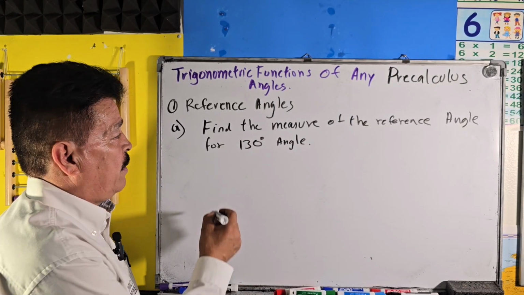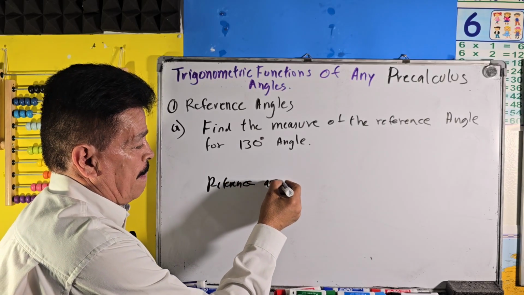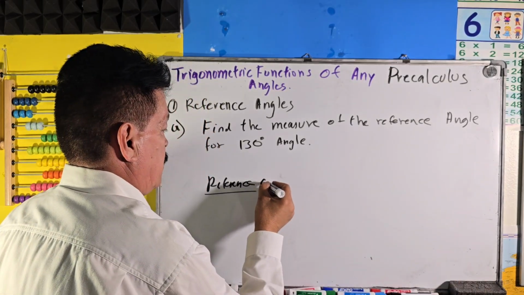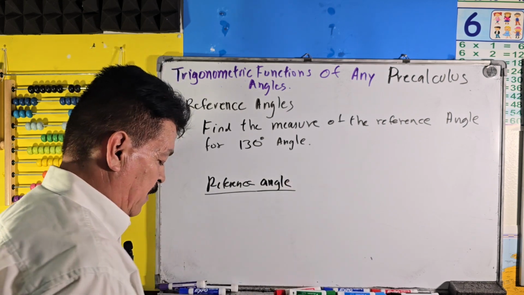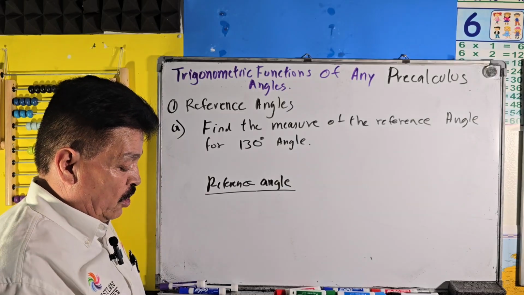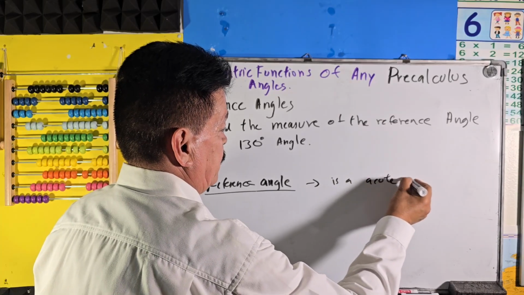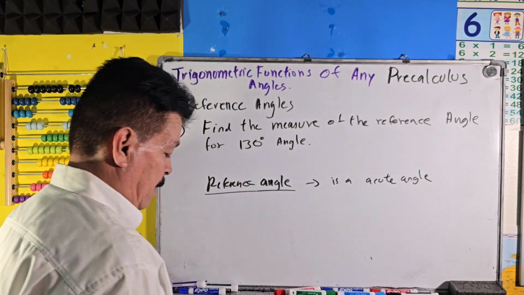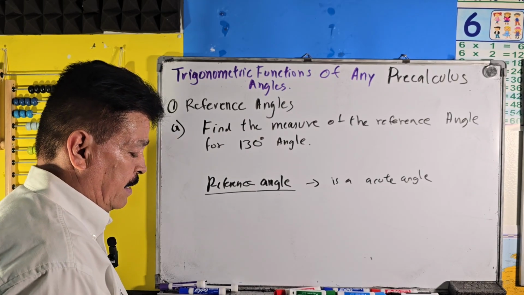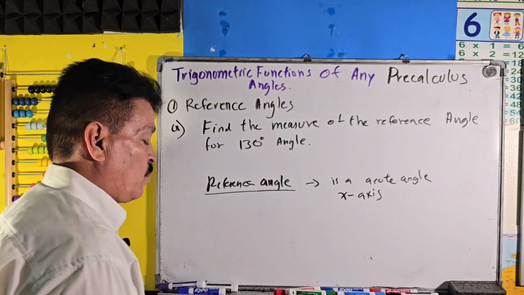First, we have to understand what a reference angle is. A reference angle for an angle in standard position is the acute angle formed by its terminal side and the x-axis. We have to use the x-axis.